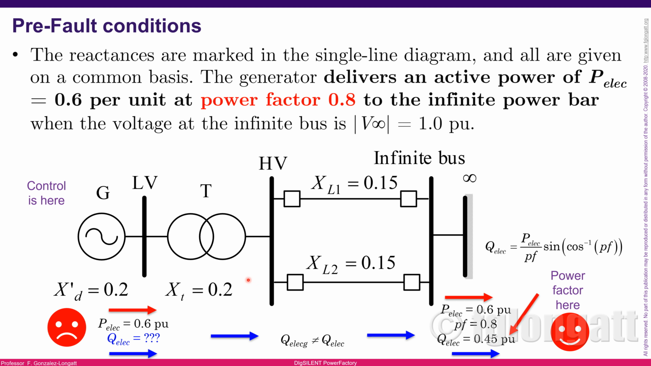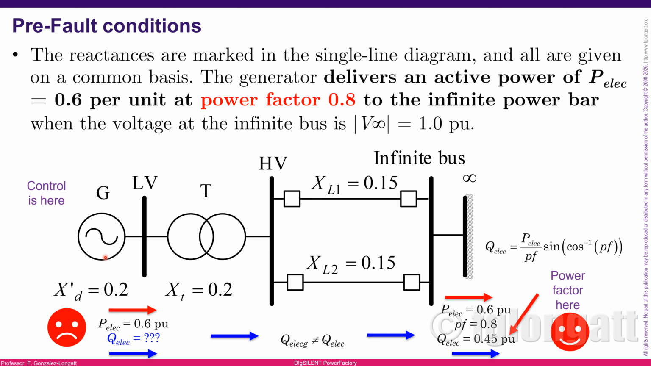And what is the bad news? The bad news is that, okay, we are receiving P and Q here, but the controllers that we have in this network, the controllers in order to deliver active and reactive power, are defined on this side. Those controllers are located at the synchronous generator.